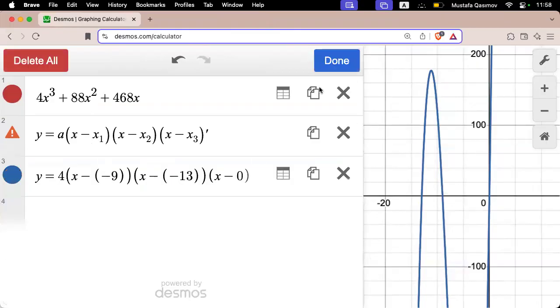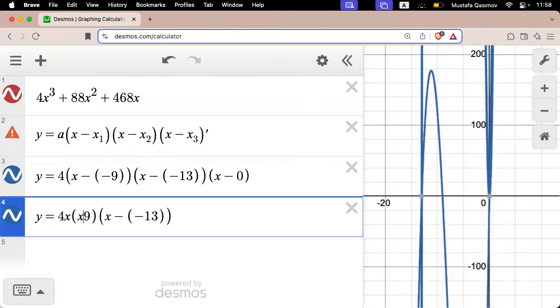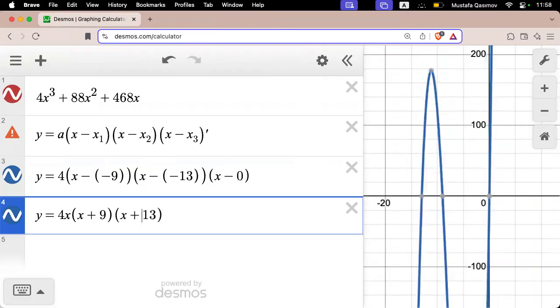Okay. Here also if you write it like that, it will be better. Let's write it as 4 multiplied by x plus 9, because we have 2 negative, and x plus 13. When you use decimals like that, you can also see whether you are doing it correctly or not.